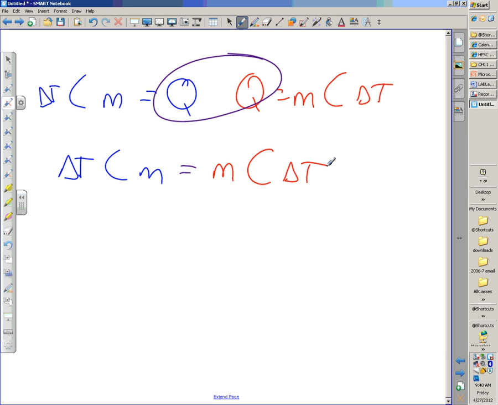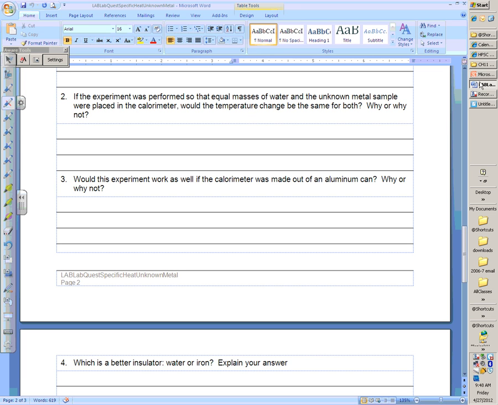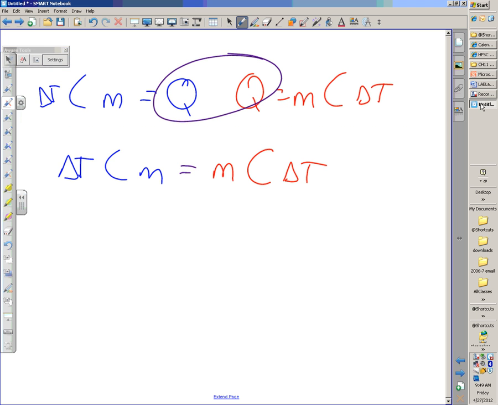Good? Okay. For question number 2 specifically, it says, what if there were equal masses of water and metal? If that's the case, what could we do with the M value in this equation? That could cancel out, so we're left with this. Does the change in temperature for both of those samples have to be the same if the mass is the same? No.